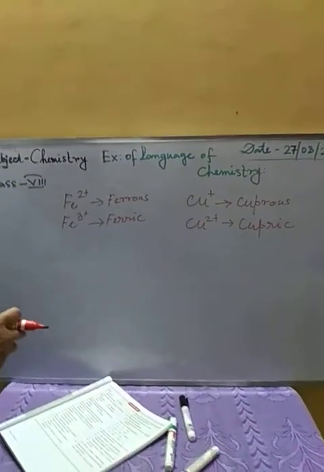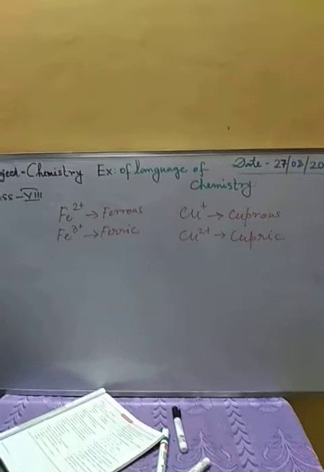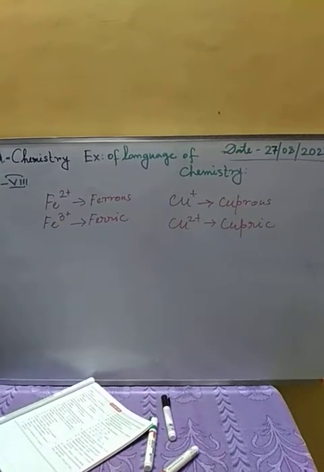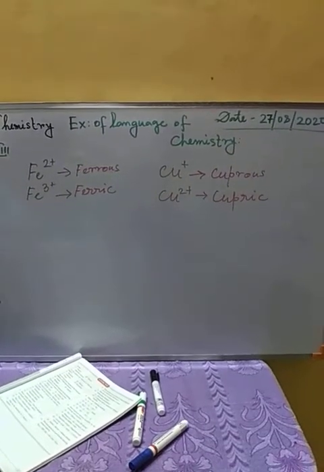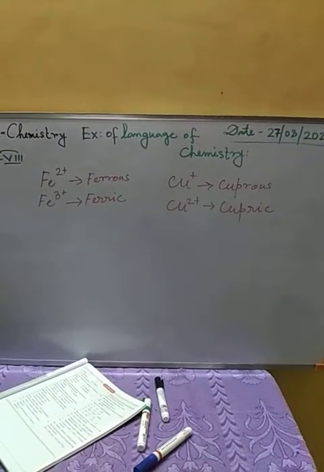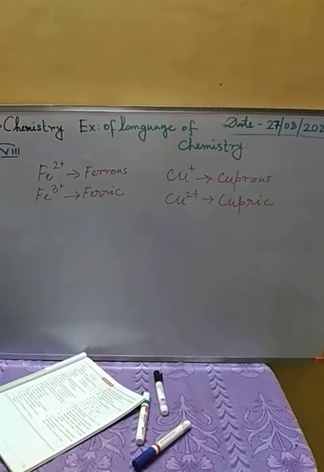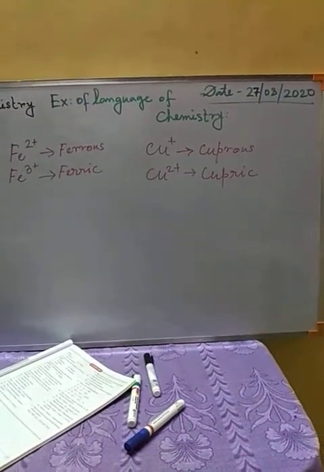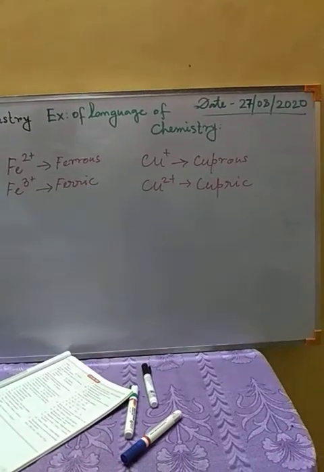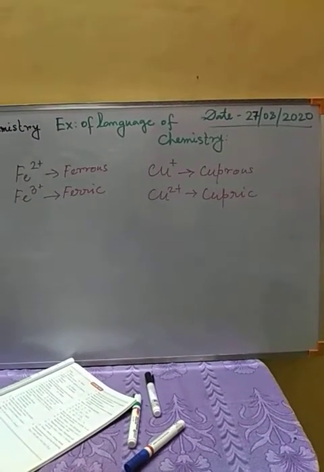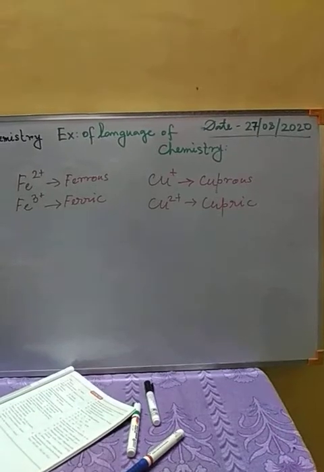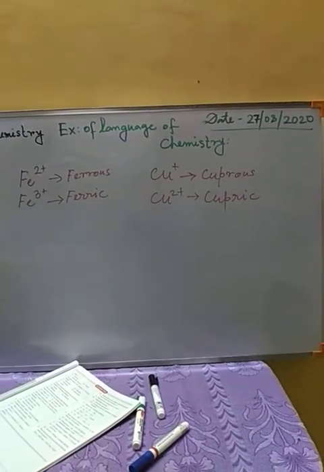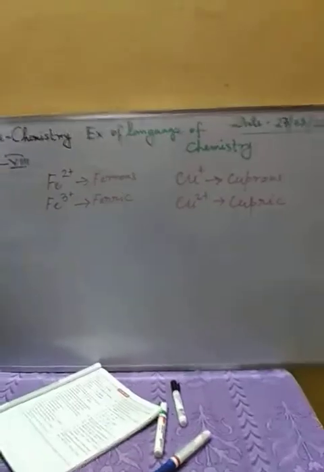Next, question number 8. What are the ways by which a chemical equation can be made more informative? This also we have discussed in class, so in that manner, point wise, you have to write. Next, state the law of conservation of mass. This also you are going to get from the book, so read the book thoroughly. These questions are already discussed in class also.